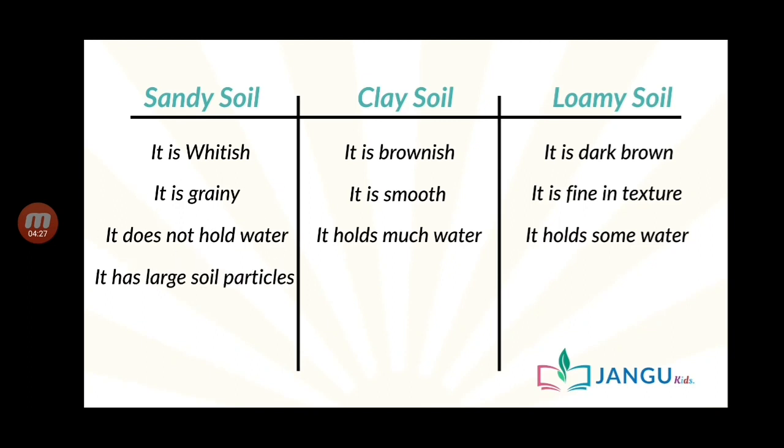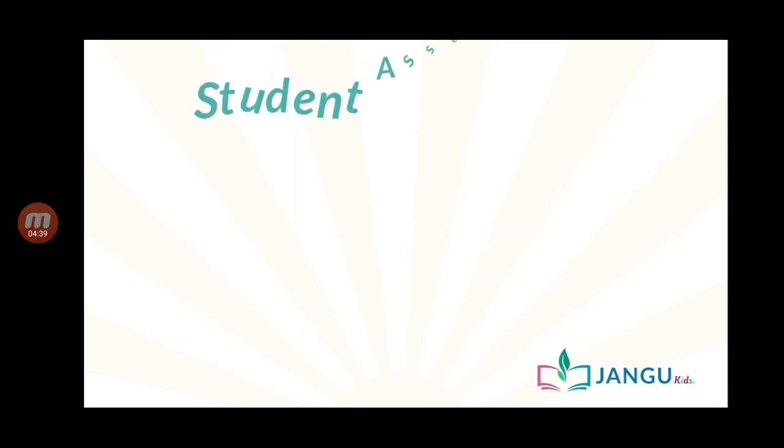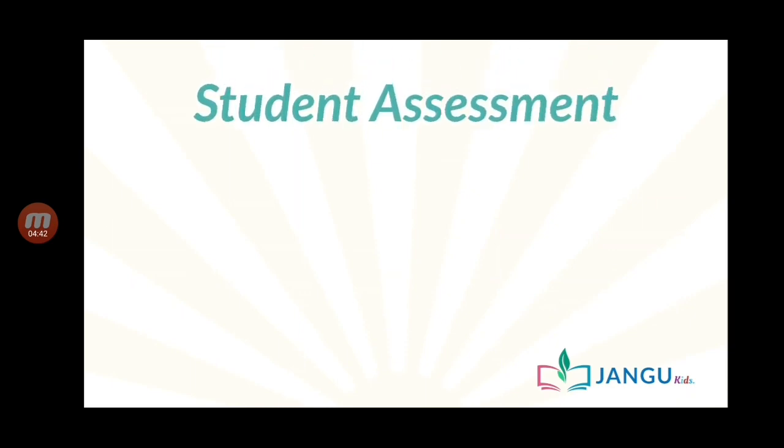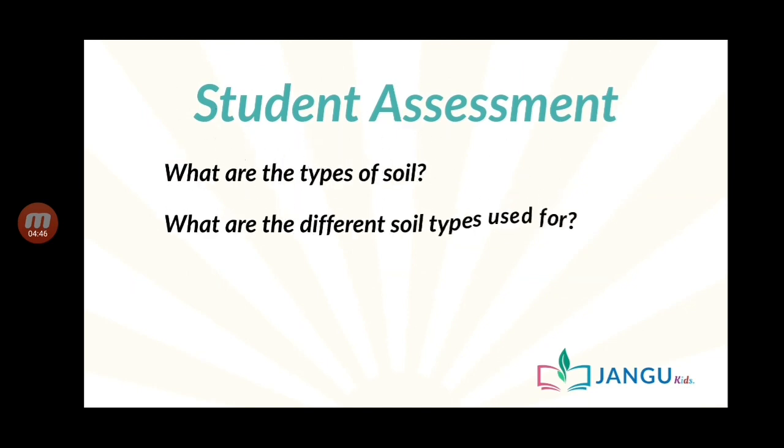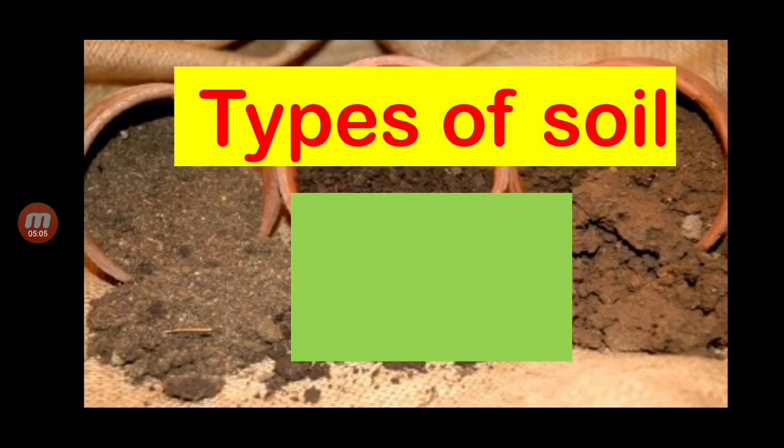Sandy soil has large soil particles. Clay has the smallest soil particles that stick together. And loamy soil has soil particles that are bigger than clay particles. Here is a small exercise to find out what you have learned today. What are the types of soil? What are the different soil types used for? And describe the differences between the soil types. This is an activity for you. That's what it's all about, types of soil.